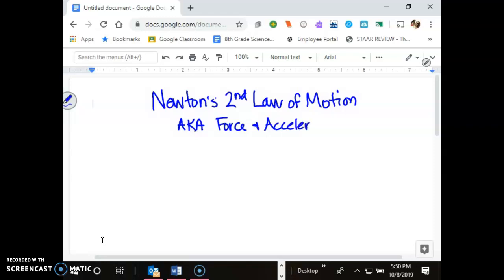So what I like about this one is this is something that you've basically known all of your life. They have just put it into a formula. So that formula, which is super important, is force equals mass times acceleration. So I'm going to put that here. Force equals mass times acceleration.